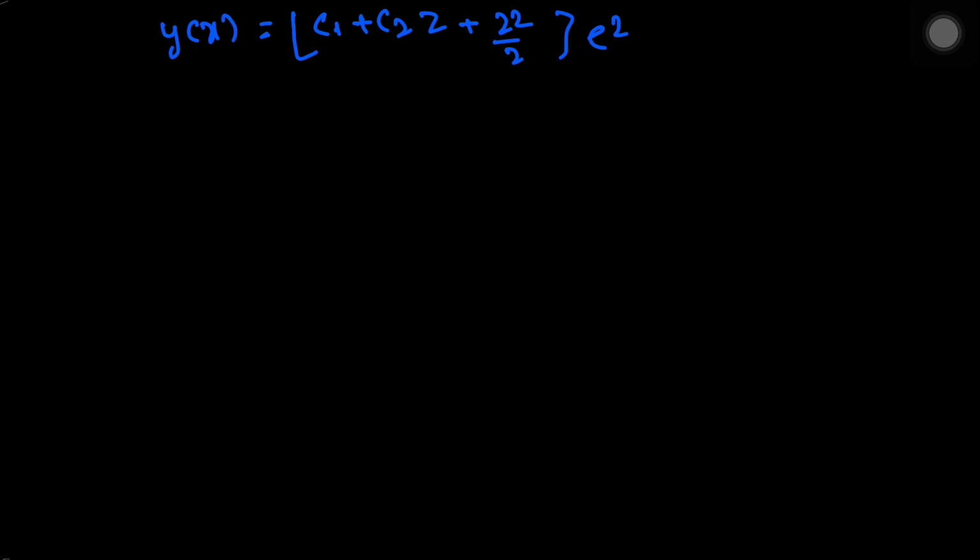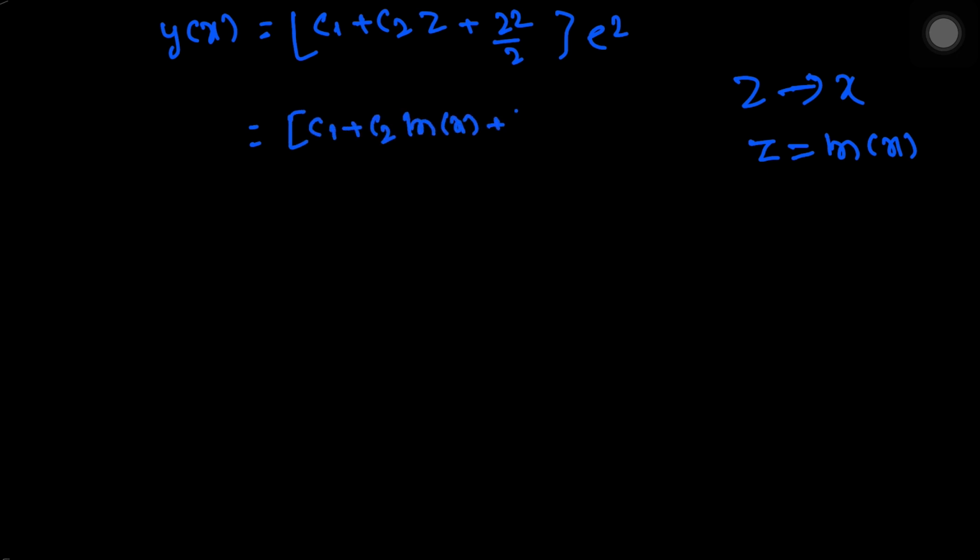Now we transform from z to x. What we basically get? z equal to ln x, because x equal to e to the power z. So put here (c1 plus c2 ln x plus (ln x) whole square by 2) into e to the power z, which means x. So y(x) becomes this.